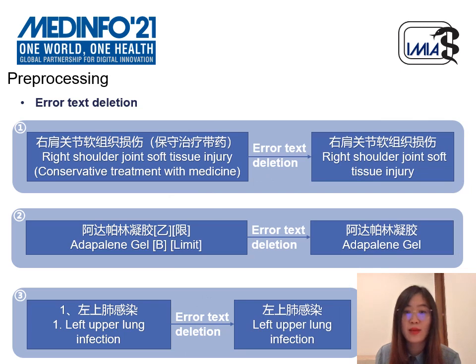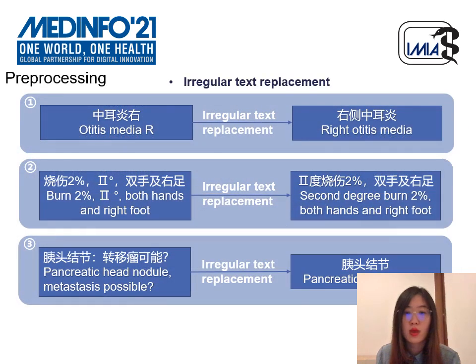Error text has some meaningless special symbols and descriptions, such as conservative treatment with medicine, B limit. Irregular text replacement needs to be returned to coders for manual encoding. Some descriptions recognized as incorrect are changed through rules. For example, Otis MedR can be converted into a standardized right Otis Med through the rule.